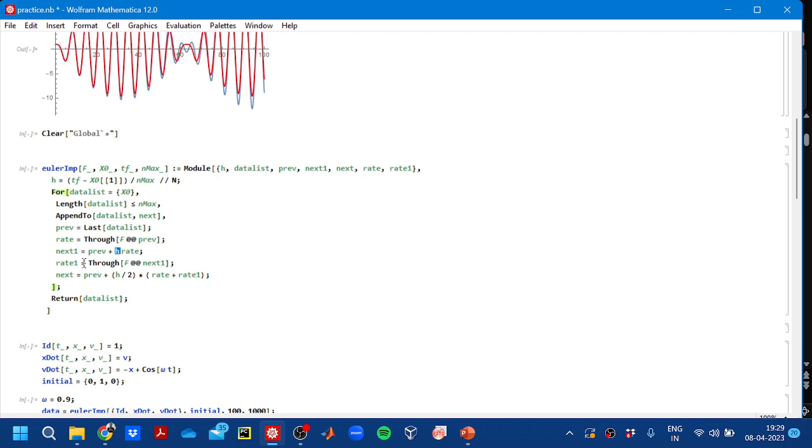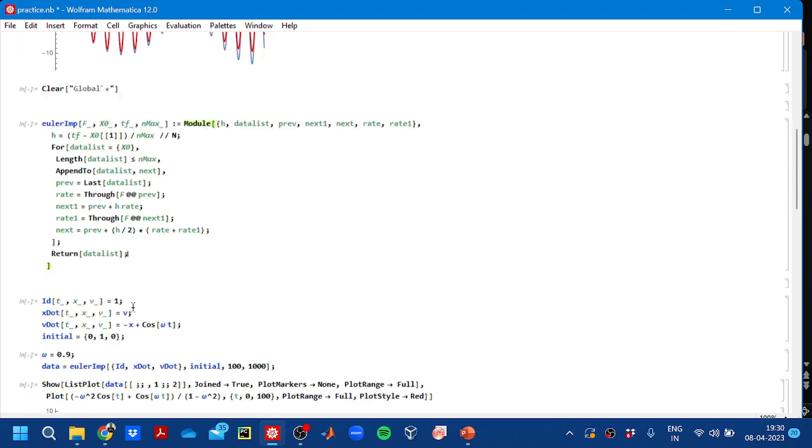So this we are getting from this next, and we are evaluating at that point, and from that we are calculating what will be the position and velocity at different times. This function will return the data list which will contain the array of position, velocity, and time.